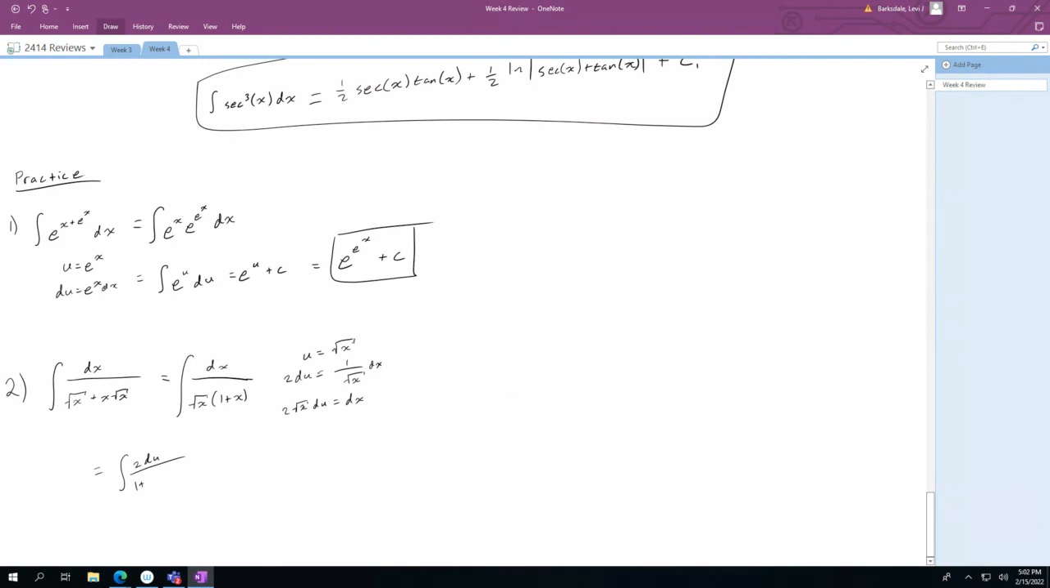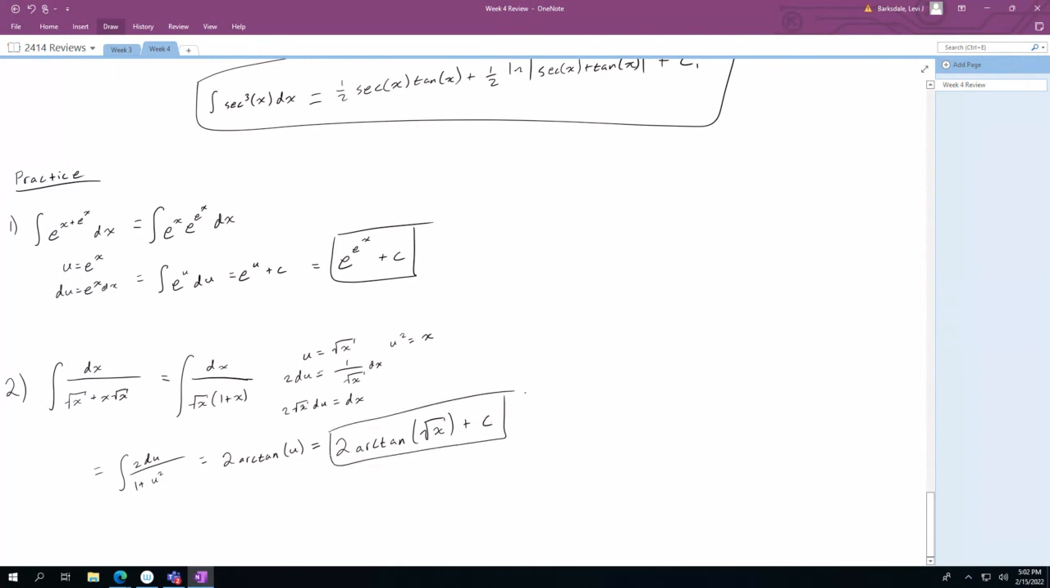Luckily, we know that u is the square root of x, so u squared is equal to x, right? Is that a familiar integral? Yes. What's that? Arctangent. Right. And we can just substitute u back out, and we get 2 times the arctangent of the square root of x.